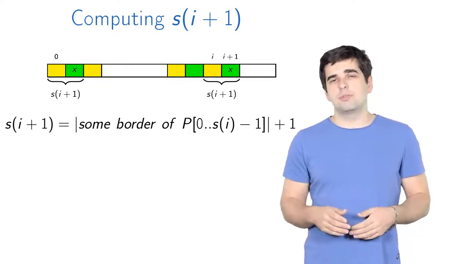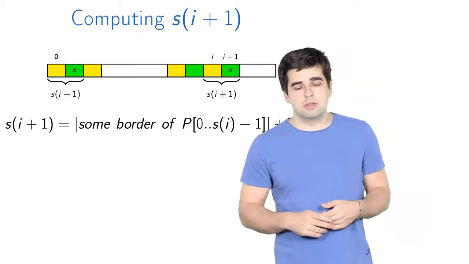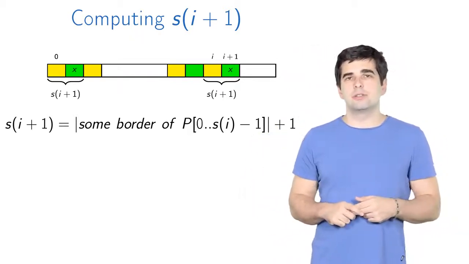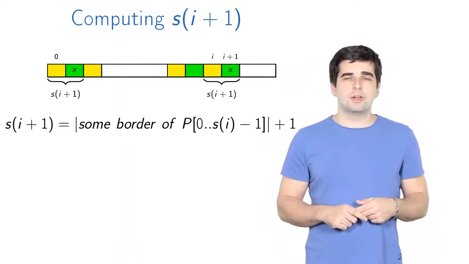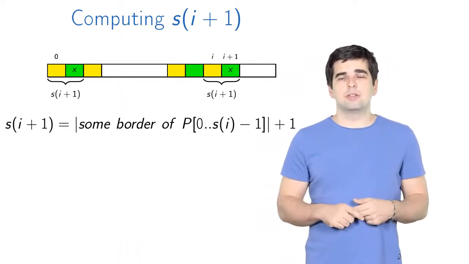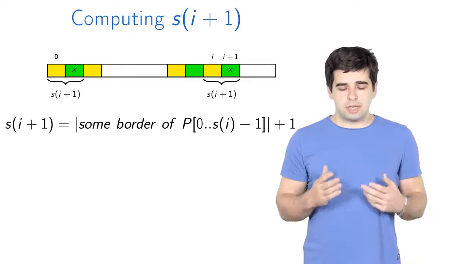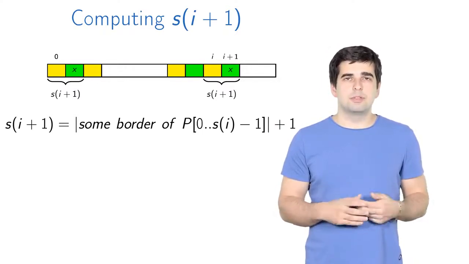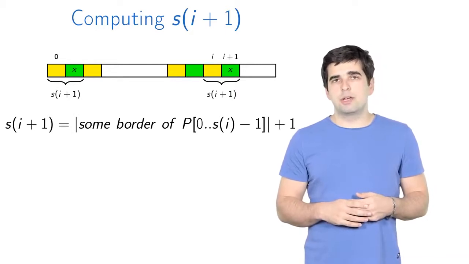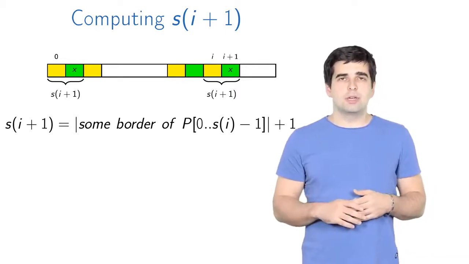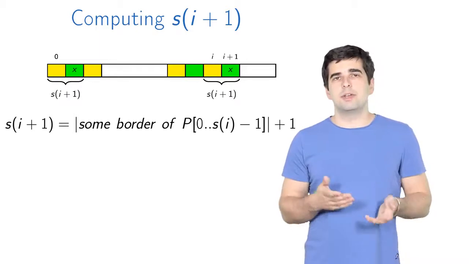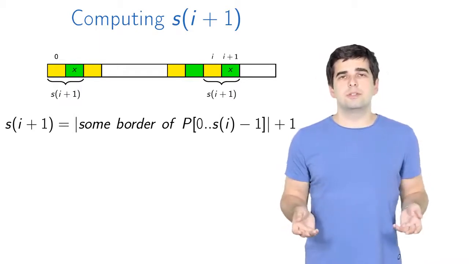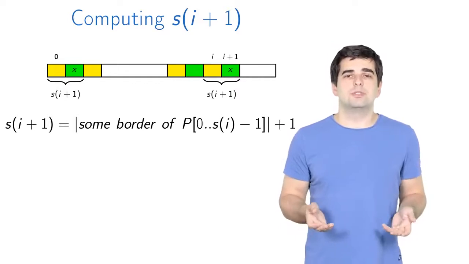If it coincides with the character in position i plus 1, then we found the answer. Otherwise, we again go to the next longest border using the prefix function and look at the next character after it, and so on. At some point, we may come to the situation that the longest border is empty, and then we'll need to compare the character in position i plus 1 with the character in position 0. And either they are the same and then the prefix function is 1, or they are different and then the prefix function has the value of 0.